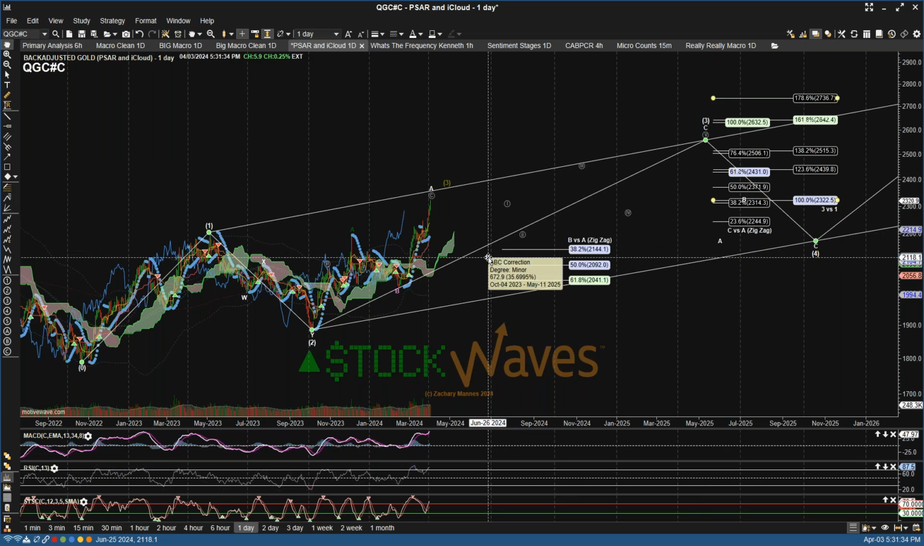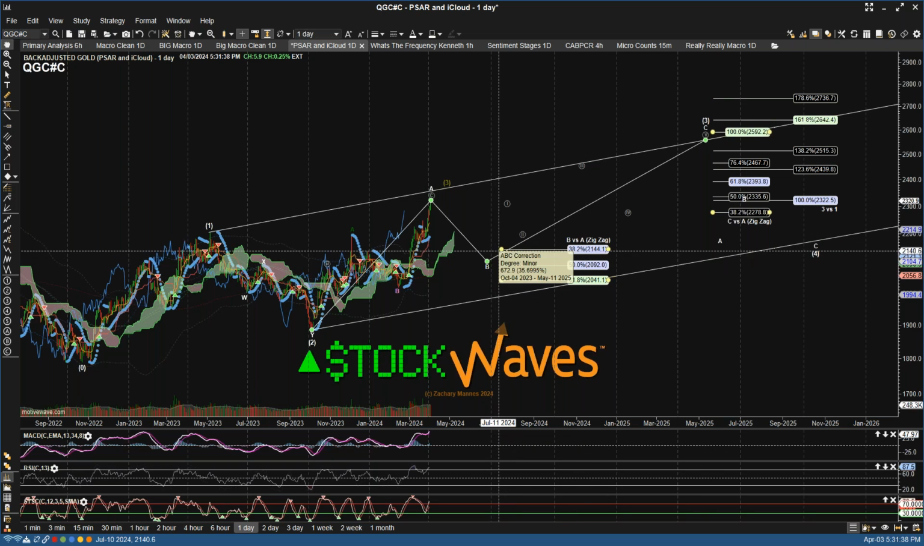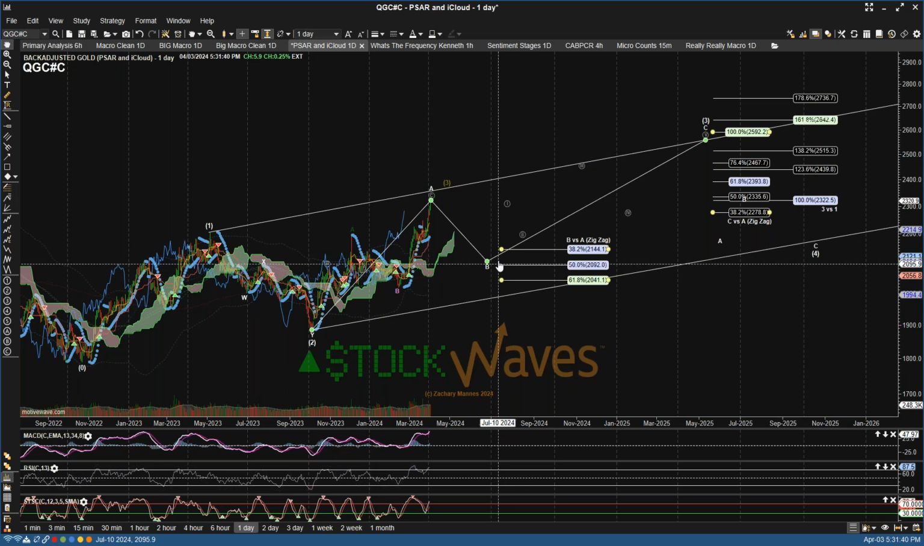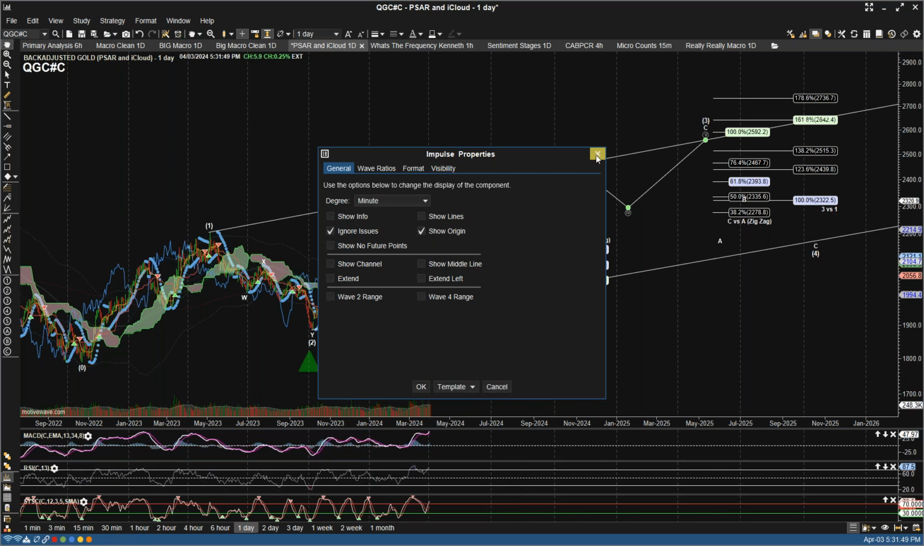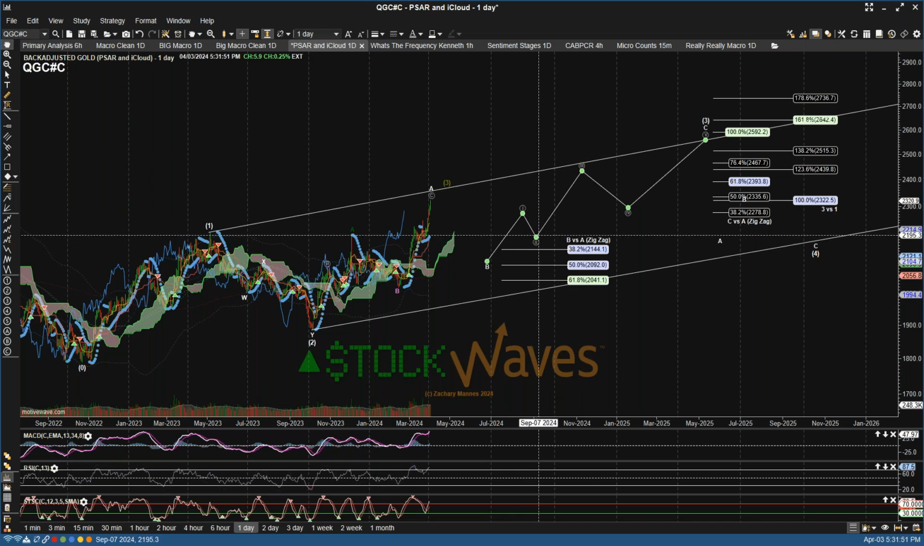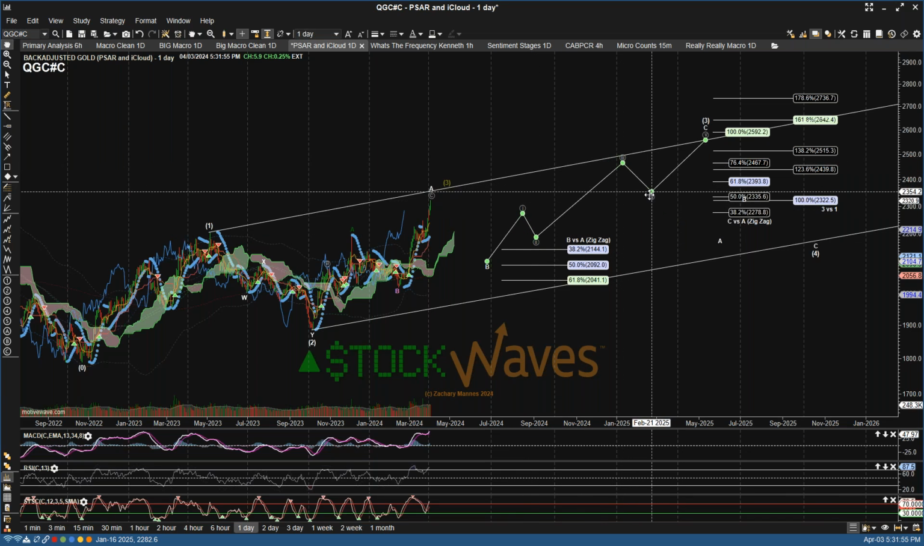So now, if we get a pretty normal size B wave into the 382 to 50% to 618 into the 2100s, then a measured move C wave can take us up into close to the 2600 region. And we might want to just tag that as a nice round price level for gold.